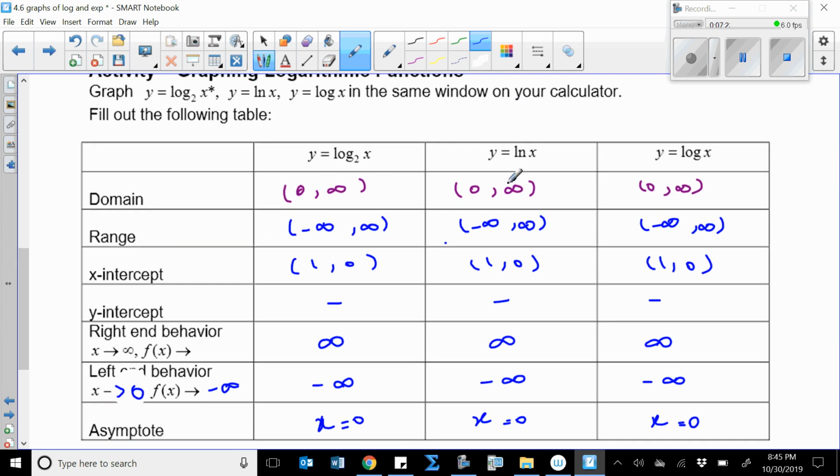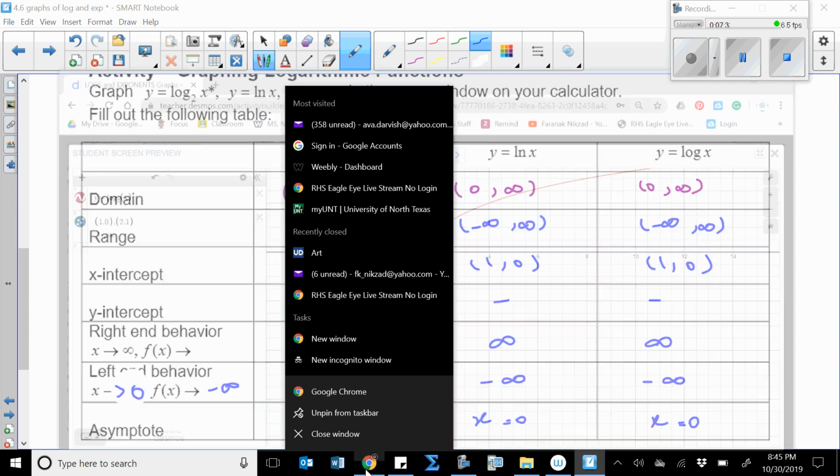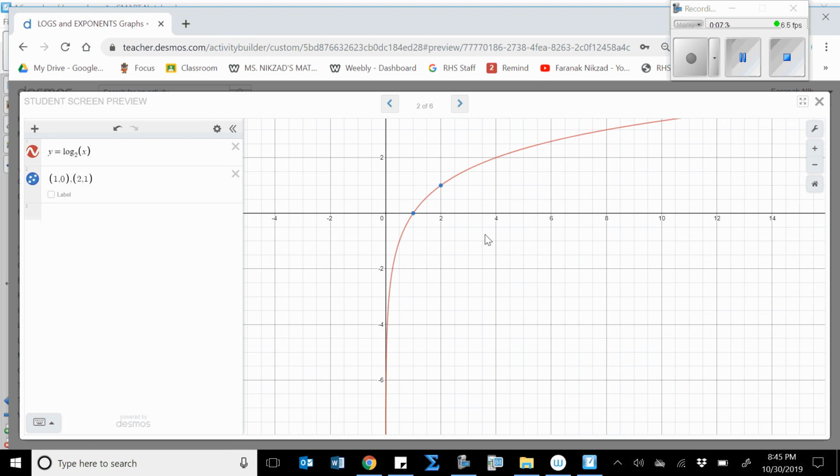So all this information is the same for natural log and log base 10. They are going to be repeated for all of them. Also, I need you all to pay attention again to the two important points of this function. For log base 2, (1, 0) is the x-intercept. Another point is the base and 1. The base is 2. So (2, 1) is one of the constant points that always exists on this function.